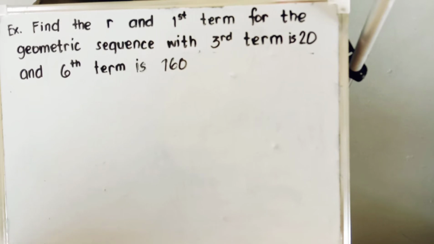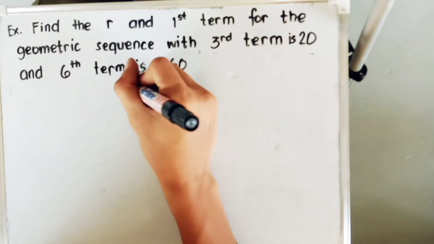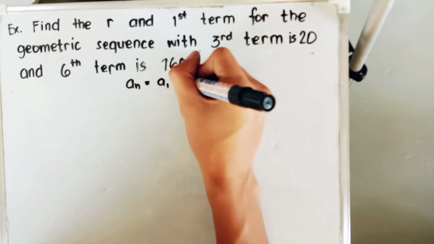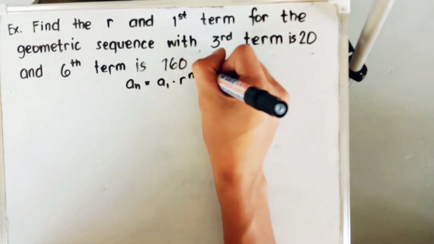Let's consider this given geometric sequence problem. Find the common ratio r and first term for the geometric sequence, where the third term is 20 and the sixth term is 160. Again, always remember that our geometric sequence formula is a sub n is equal to a sub 1 times r to the power of n minus 1.